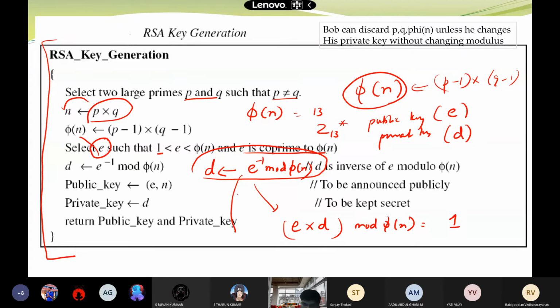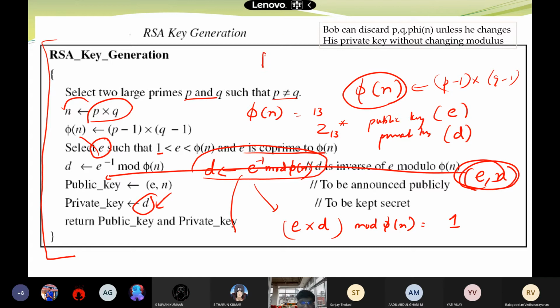So that is the end of the game. You found out E and D, you have found out the pair. Then you are going to announce your public key to the public. You're not just sending E, you're also sending n. So this is going to be the public key. The private key is something you have to keep secret. The D value is going to be your trapdoor, your secret. Please do not share P, Q and phi of n, or your entire algorithm fails.